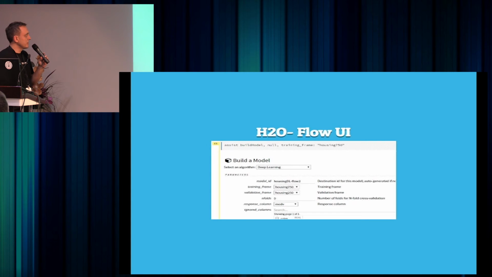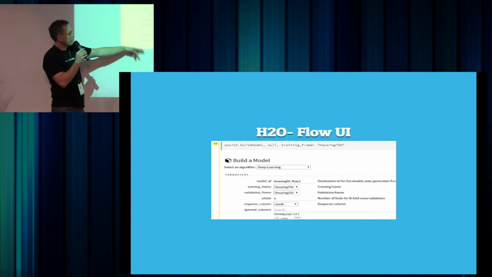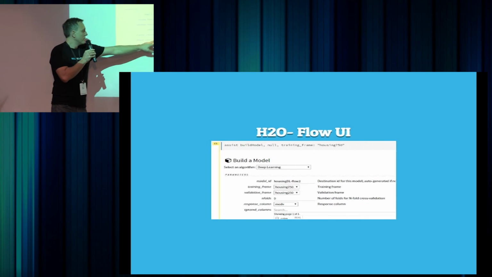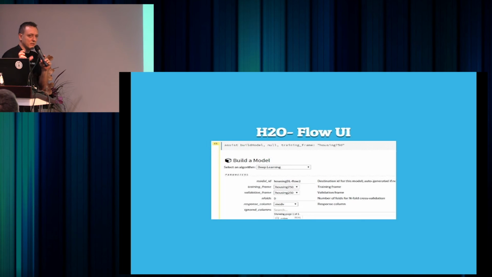You can build a model. In this case, it's a deep learning model. You just say what's the training frame, what's the validation frame, what's the target. It's not shown here, but what's the target column? Here it is, response column. And it automatically detects if it's a regression or classification.